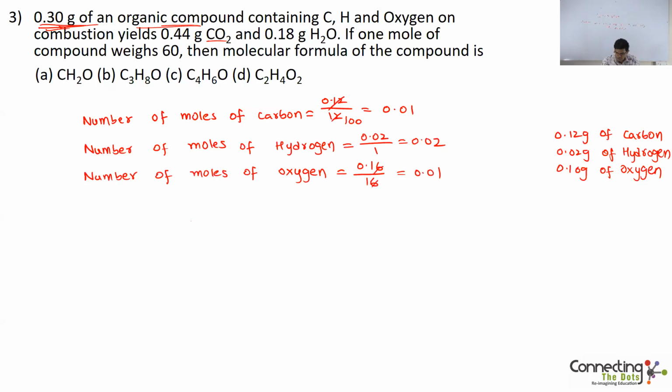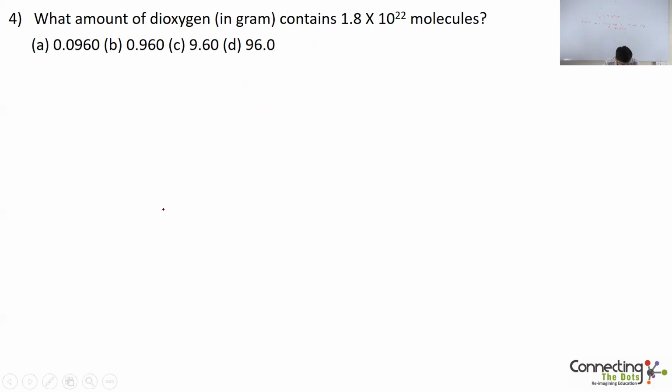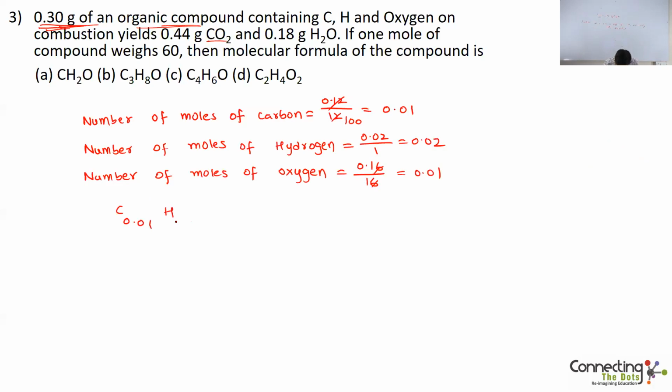So now let us calculate the ratio. So carbon is 0.01, hydrogen is 0.02 and oxygen is 0.01. So you can say the simplest ratio will be CH2O.